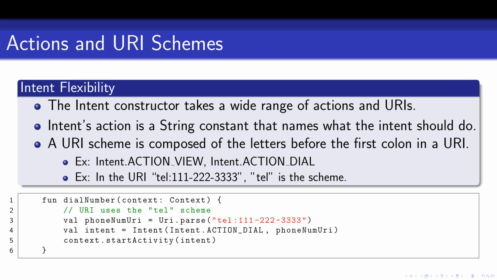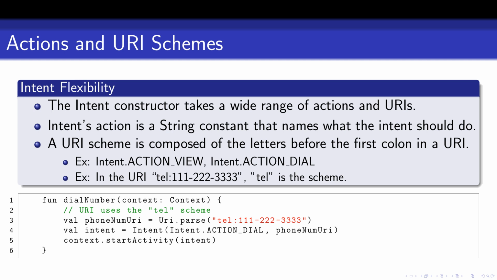Intents are extremely flexible. You can use them for tasks like dialing a number, viewing a web page, or opening a map. Each intent includes an action and a URI. The action defines what to do, like view or dial, and the URI specifies the data, like a phone number or web address.